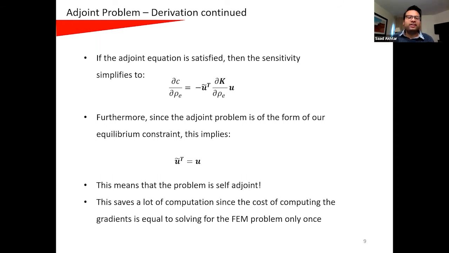and this basically implies that it's in the form of our equilibrium constraint. It implies that the new variable that you assumed is actually the original variable of the problem. So U here refers to the temperature of the domain, and this self-adjoint problem has consequences in terms of computational time, because it saves a lot of time. The cost of computing the gradients just reduces to basically the cost for solving the FEM problem just once. And to demonstrate the effectiveness of this problem, I'm going to show you in the next slide.